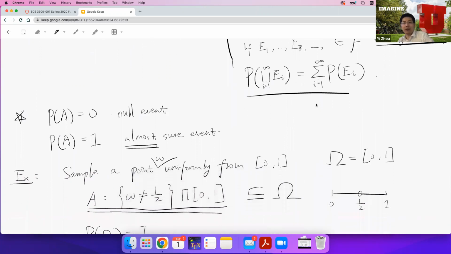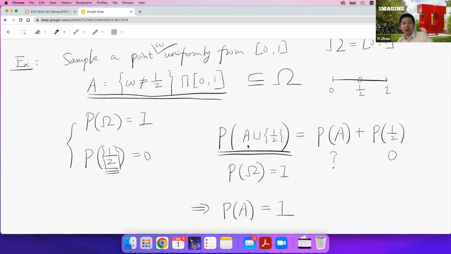So we are applying this particular rule here. These two are mutually exclusive, so the probability of the union event equals the sum of these two events. And then you realize that the union of these two events is exactly omega, because A excludes the middle point, while this is exactly the middle point. Once you put them together, you get the entire interval, right? So this is exactly P omega, which equals 1 by default.